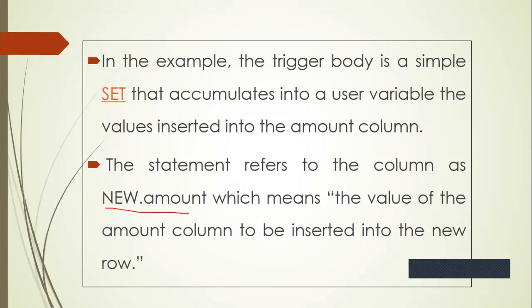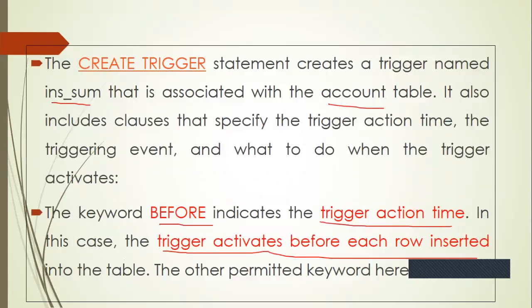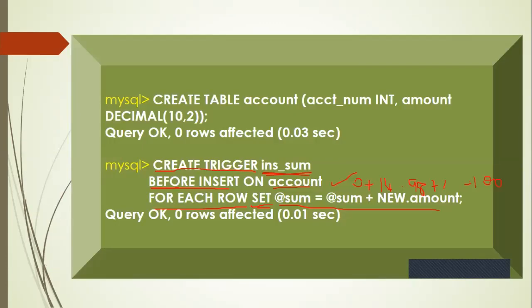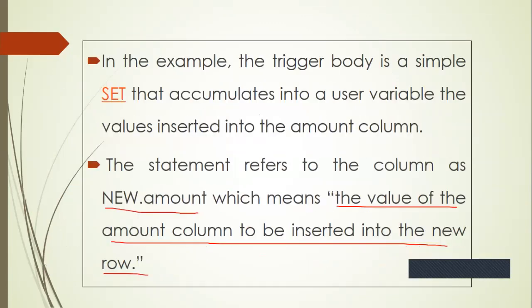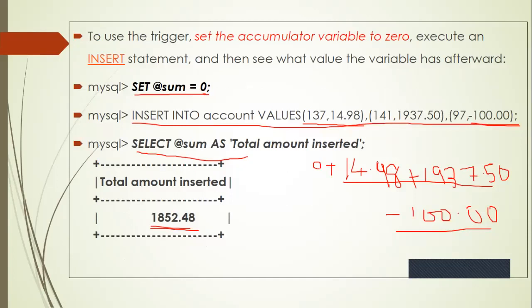So new.amount means basically the value of the amount column to be inserted in the new row. This new.amount is nothing but the value which is inserted in the new row. That is basically 14.98, 1937.50 and minus 100. Those are nothing but new.amount.